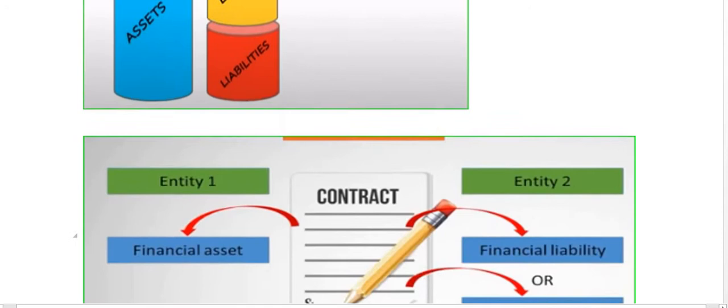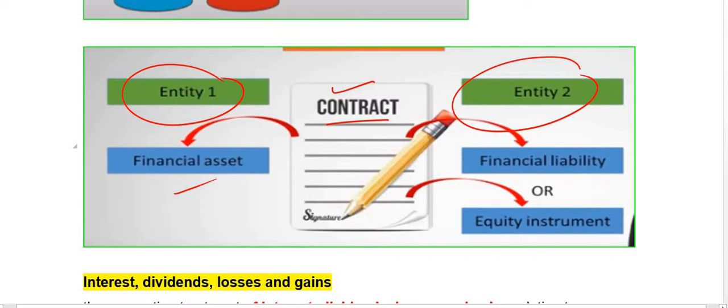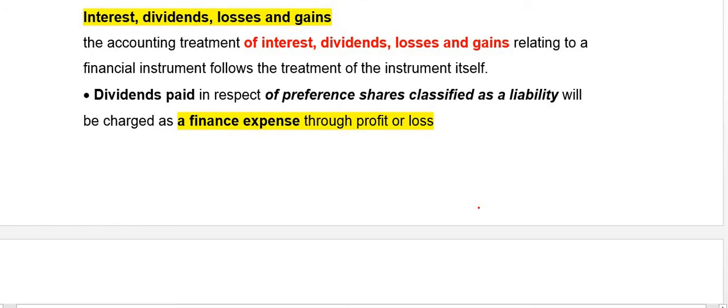Now, in financial instruments, we have discussed that a financial instrument is a contract that gives rise to a financial asset for one entity, and for another entity it might be a financial liability or equity instrument. We have already discussed what a financial asset, financial liability and equity instrument are. Now here is the topic of interest, dividends, losses and gains, and how we will treat these things. Let's say you have paid some dividend in respect of preference shares, and these preference shares are classified as liability. Then the dividend paid will be charged as a finance expense to profit or loss.